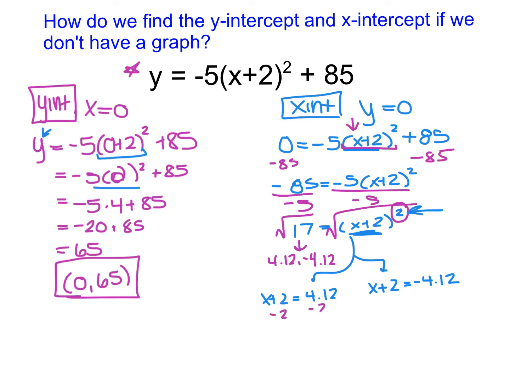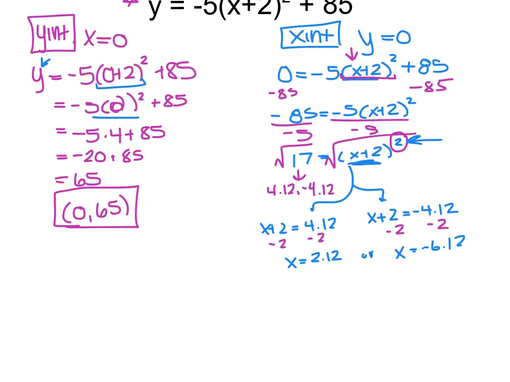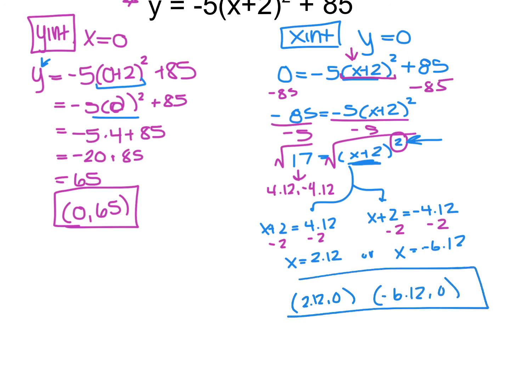So now let's subtract 2 from each side. We end up with an x value that is equal to 2.12 or an x value that is equal to negative 6.12. So I have two possible values for x here, and as a result I can now write my two coordinate points for my x-intercepts. I have the point when x is 2.12, 0, and the point where x is negative 6.12 and y is 0. So I have two x-intercept points along with one y-intercept point.